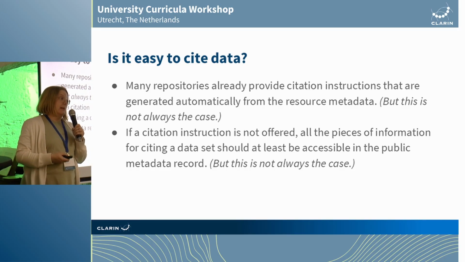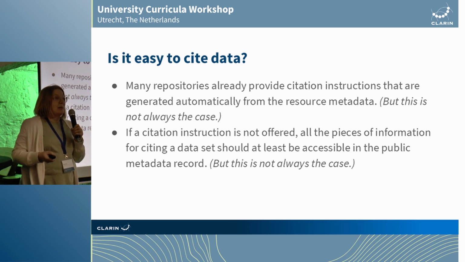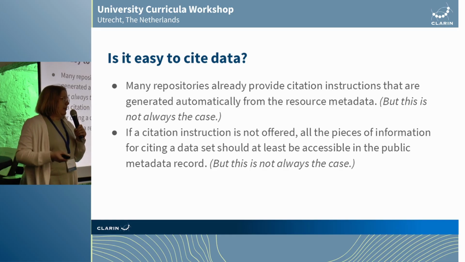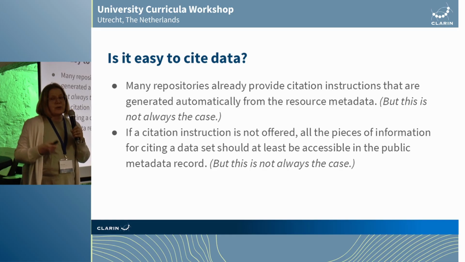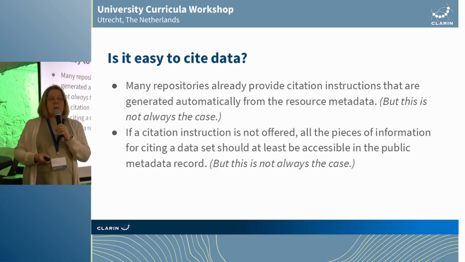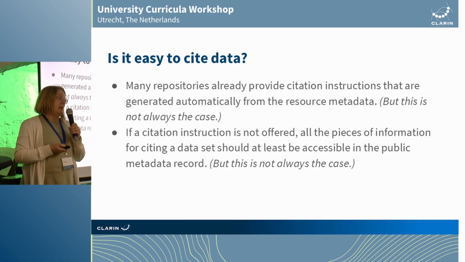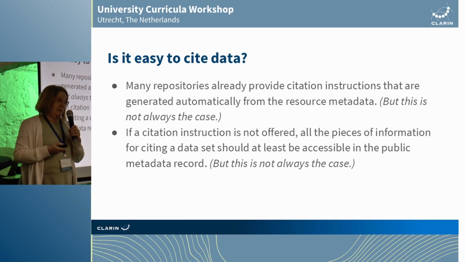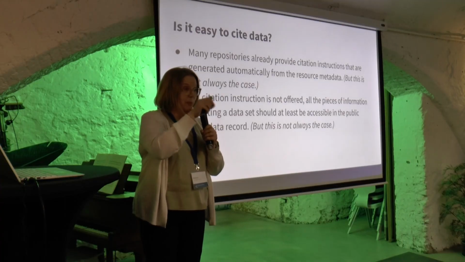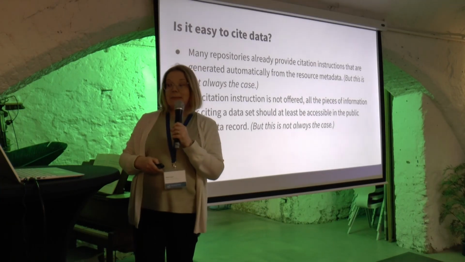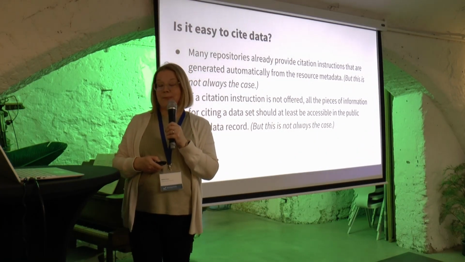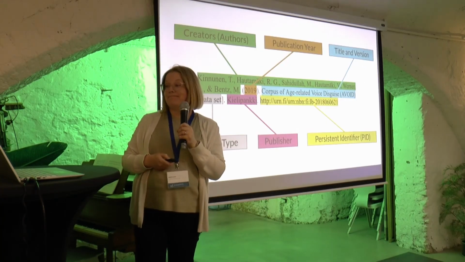You may find datasets where you find some people that look like the creators of the data, but you're not sure. You find a year when the data possibly appeared, but you're not sure, and so forth. So in case the citation instruction is not immediately visible, the information should be included in the metadata at least, so that you can pick up the pieces and try to compile the citation yourself. But it's not always that easy.